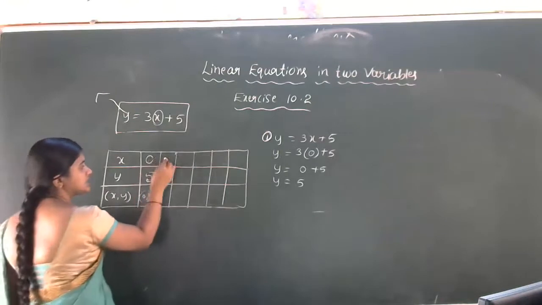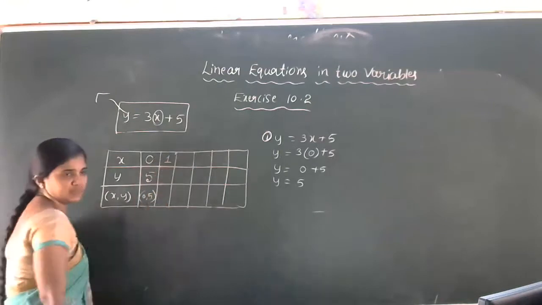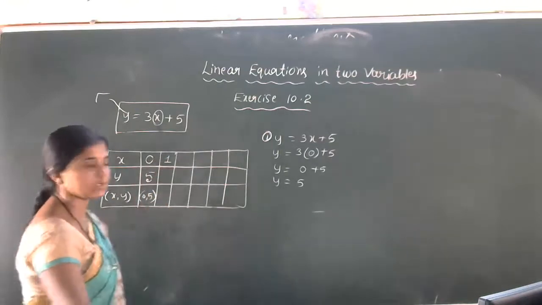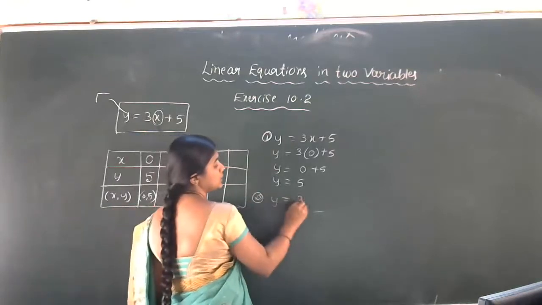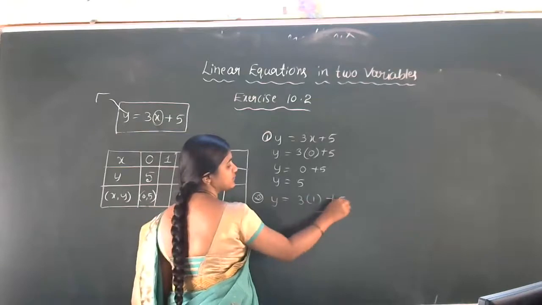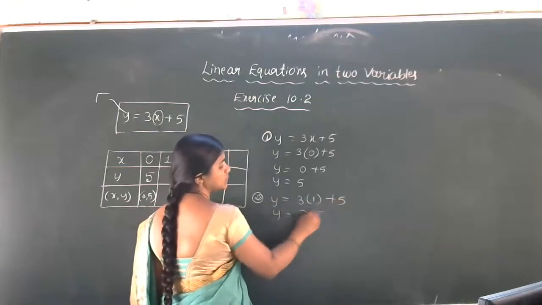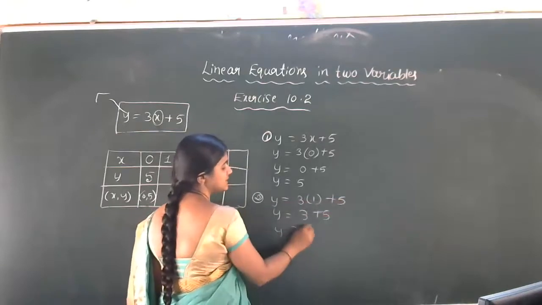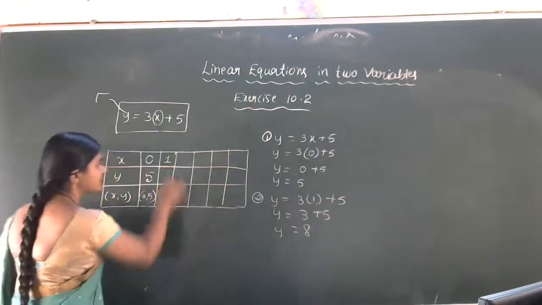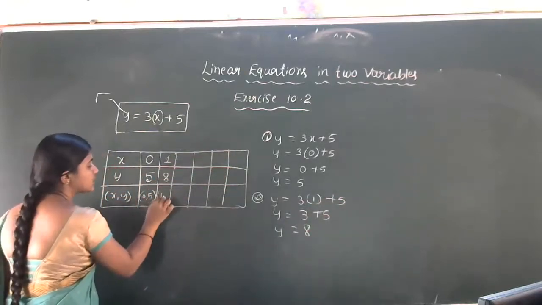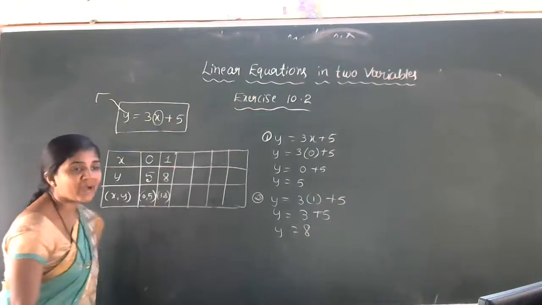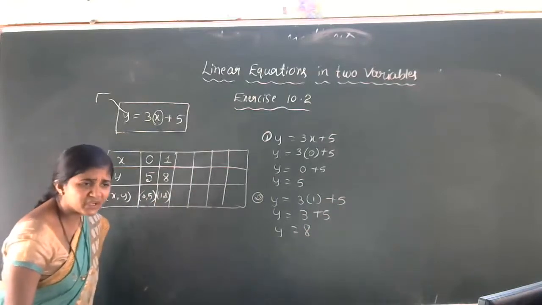Then x is equal to 1 I'll choose. X is 1, we have to substitute. Then what is the value of y? Y is equal to 3 into 1 plus 5. Then y is equal to 3 plus 5, that is y is equal to 8. So if we substitute x is equal to 1, y is equal to 8, that solution is 1, 8. Got the idea of this one?